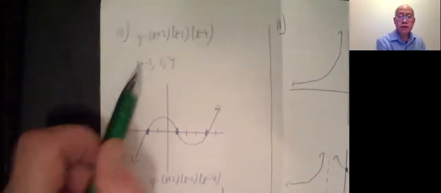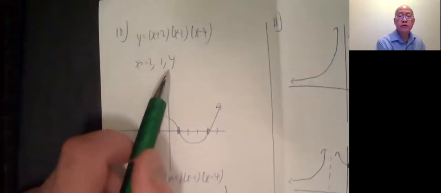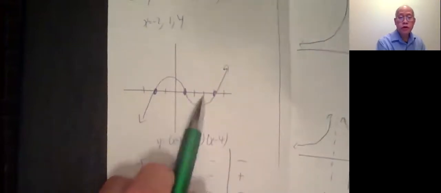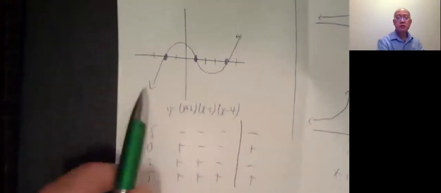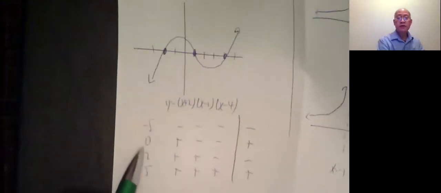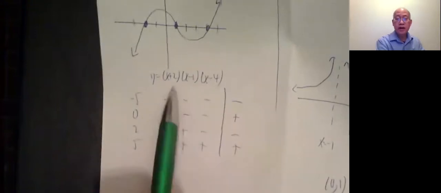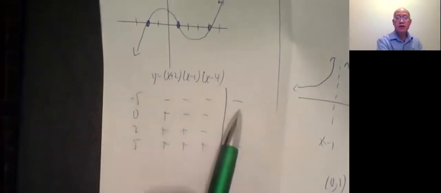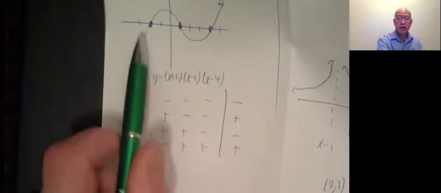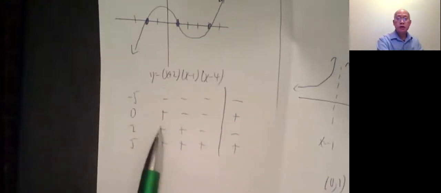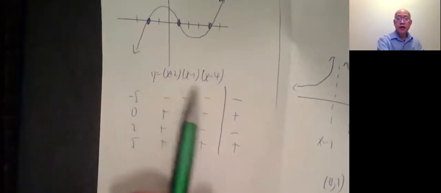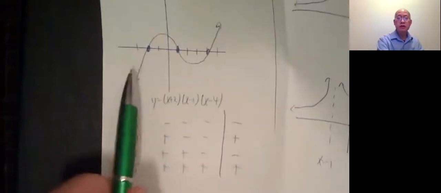Okay, 10. Quick graph. The zeros are negative 2, 1, and 4. Make a sign chart. Plug in negative 5, 0, 2, and 5. Plug in negative 5: negative, negative, negative. 3 negatives make a negative, so it's negative on that side. It goes to negative infinity. At 0: positive, negative, negative. Multiply them together, you get a positive. So it goes up.